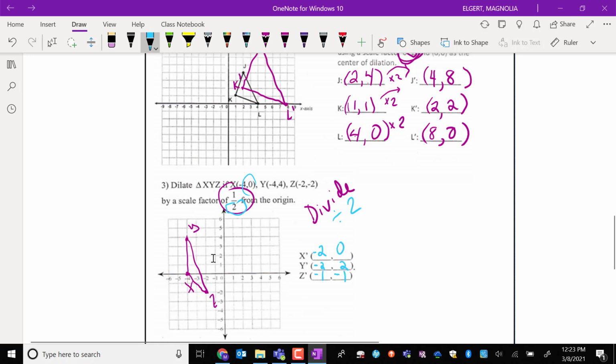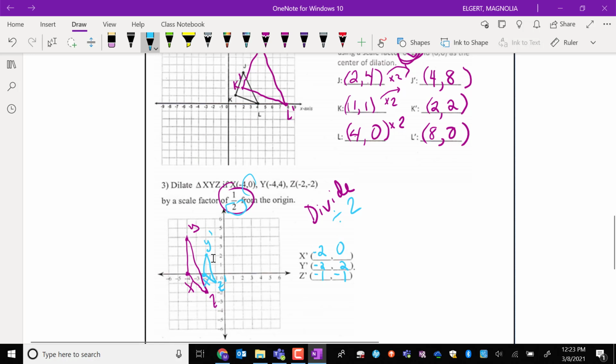So I'm dividing because it was a fraction. It's a reduction. So our first point is at negative 2, 0. That is x prime. And then y prime is at negative 2, positive 2. There's y prime. And z prime is at negative 1, negative 1 right there. So you can see my blue triangle is half the size of my purple triangle.